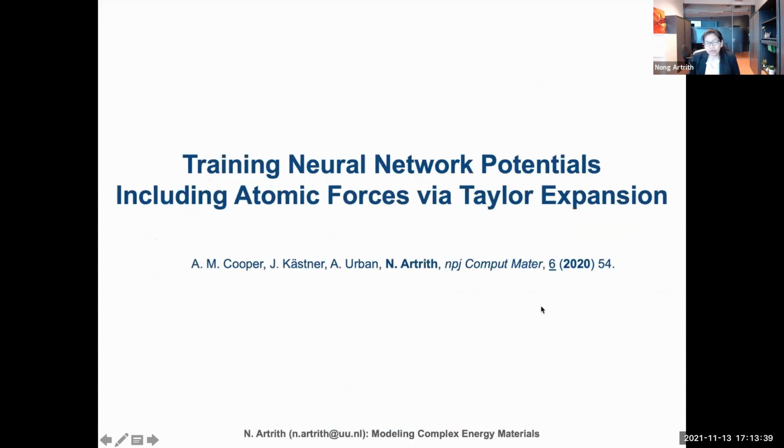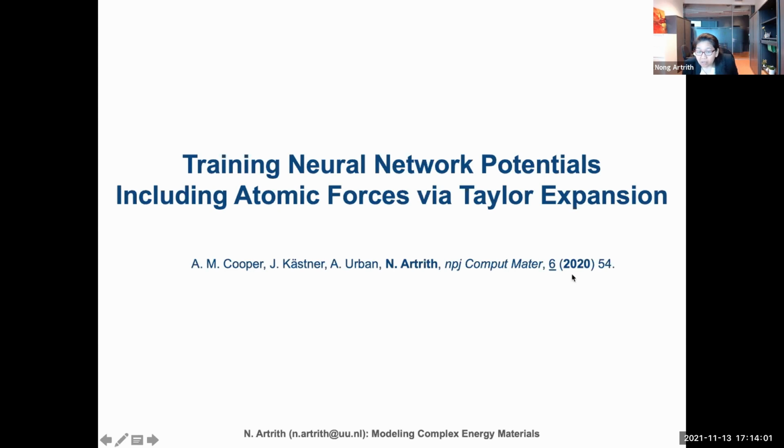We also introduced another type of method, because we know that forces are also very important to use or include in the fitting or neural potentials training. So we introduced a new method. This is including atomic forces via Taylor expansions.